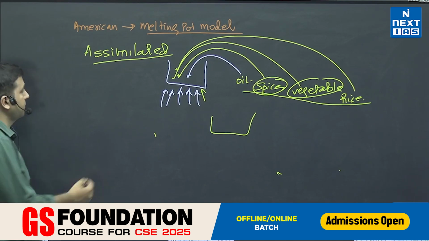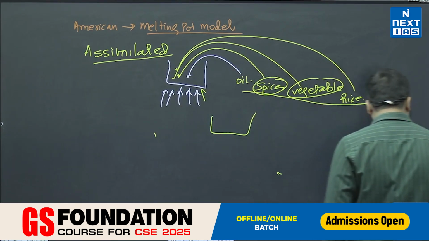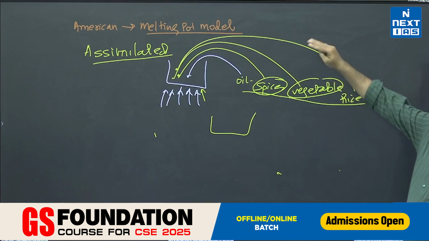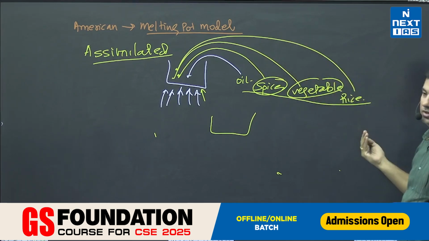So this is one American model. कुछ समझ में आ रहा है ये चीज? So that is the melting pot. How they adjusted the diversity by basically asking them to accept a new identity, forgetting their original identity.